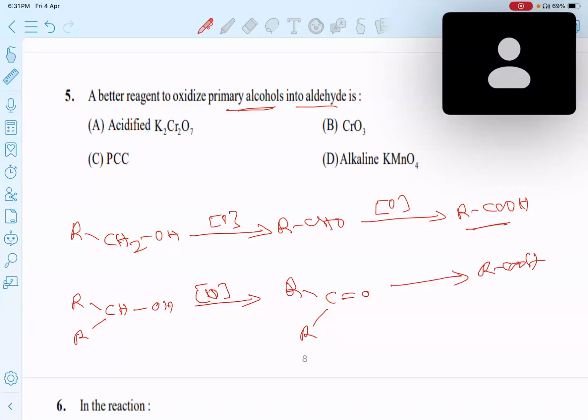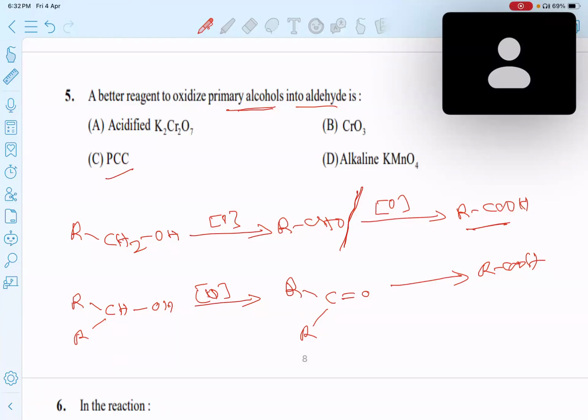This is the oxidation reaction going on in alcohols. So here the question is the better reagent to oxidize primary alcohols into aldehydes. The better reagent means we want to restrict the reaction, control the reaction at the aldehyde stage only. So the better reagent used to oxidize primary alcohols to the aldehyde stage only is PCC.